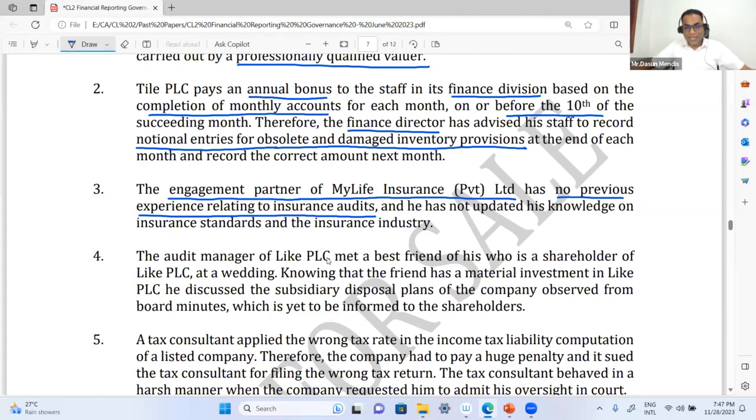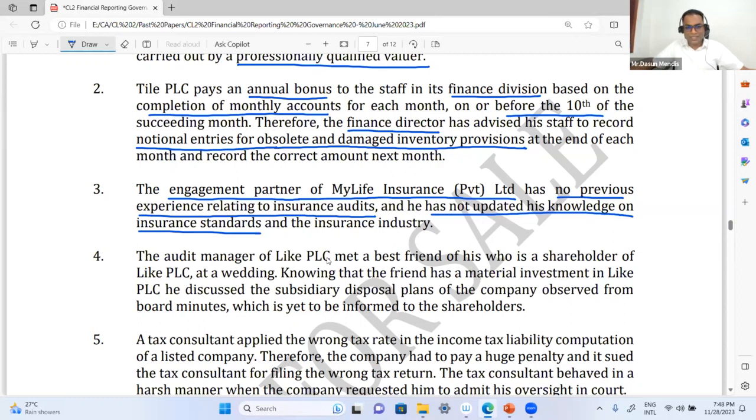And he has not updated his knowledge on insurance standards. Yes, you don't have experience. And if you don't have any experience, what you can do at least is update your knowledge, but he has not done that as well. There's a specific standard for the accounting of insurance contracts. He has not got updated about that aspect as well.